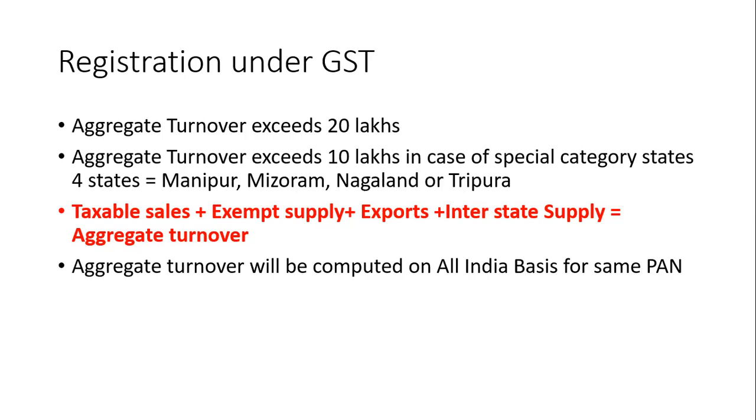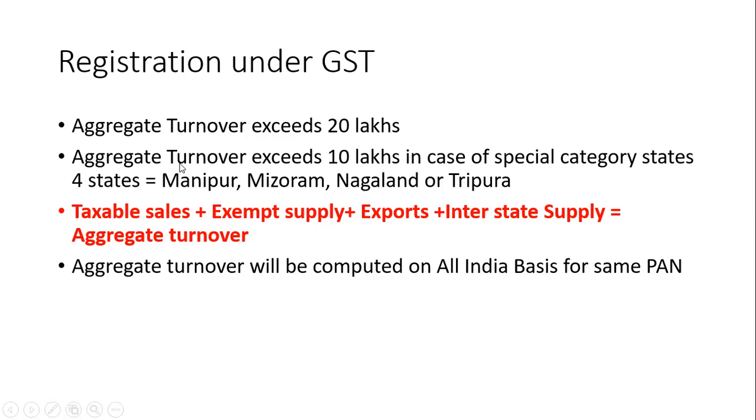Somebody as an agent is supplying. If you are a principal and you are telling your agent to supply, that also will be considered as a taxable supply. Now for normal states, the normal state limit is 20 lakhs. Aggregate turnover exceeds 10 lakhs in case of special category states.